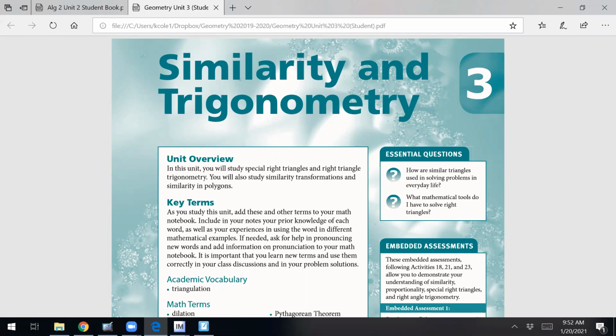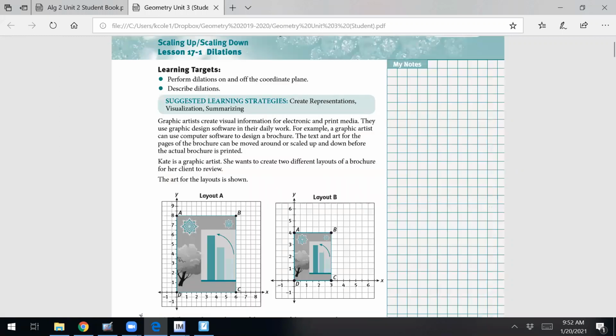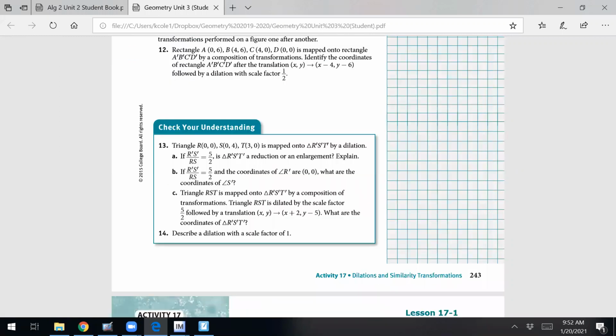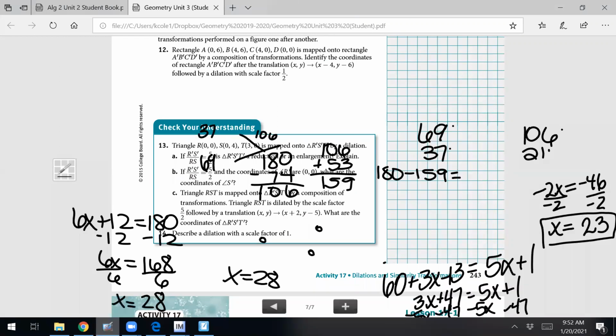Okay, so like I said, yesterday we were talking about dilating and having a scale factor, and we multiply by the scale factor. That's what we were discussing yesterday. So we are going to just start right here at number 13 so that I can make sure that I present this material correctly to you.